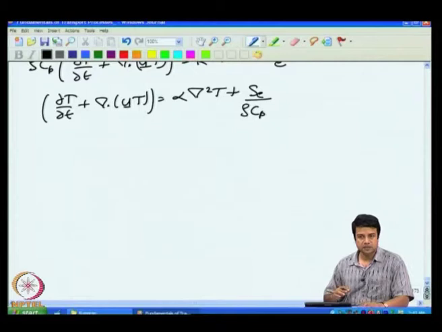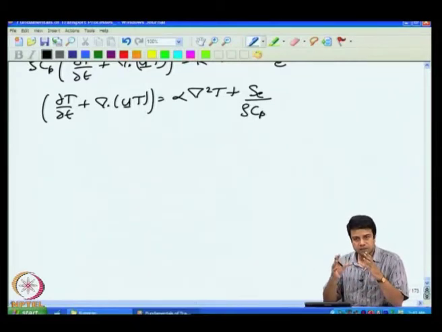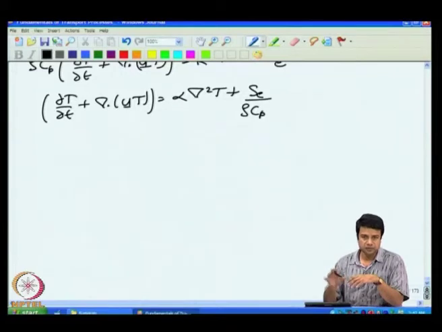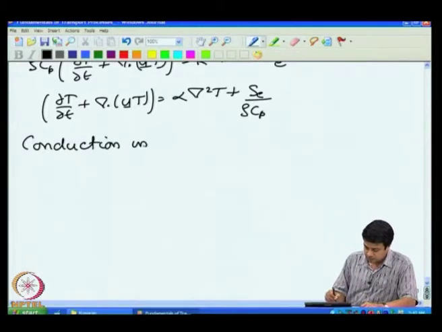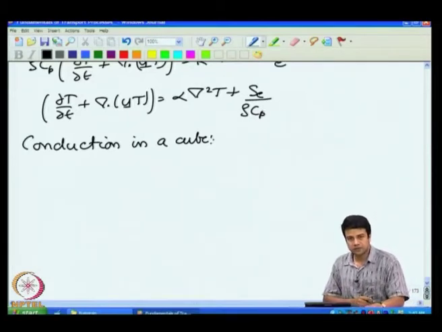In unidirectional transport, whenever we had a problem, we first did a shell balance to get the differential equation and then tried to solve it. In this particular case, we already know what the differential equation is. So, there is no need to do a shell balance. So, we will just define the problem and straight away go to find a solution. The first problem I will take is the conduction in a cube. You have a cubic volume.